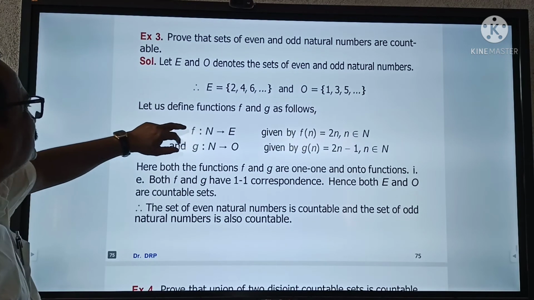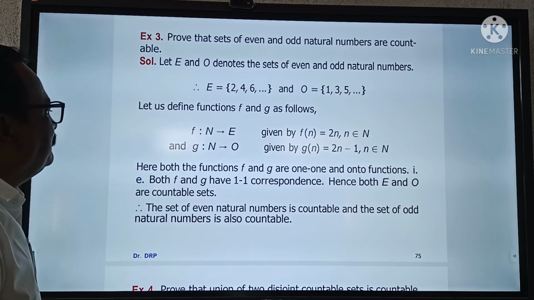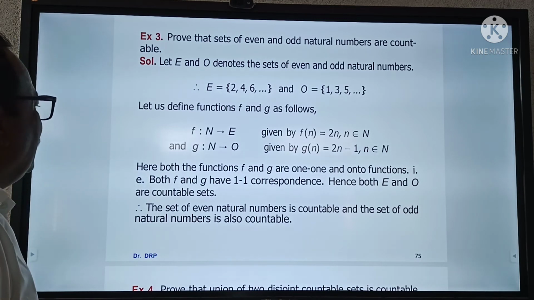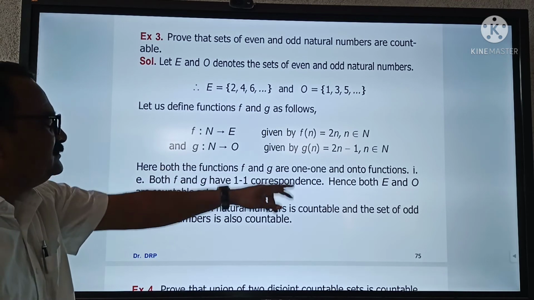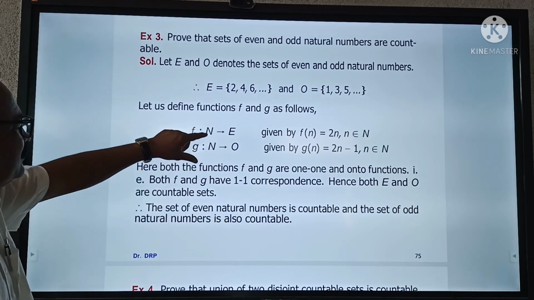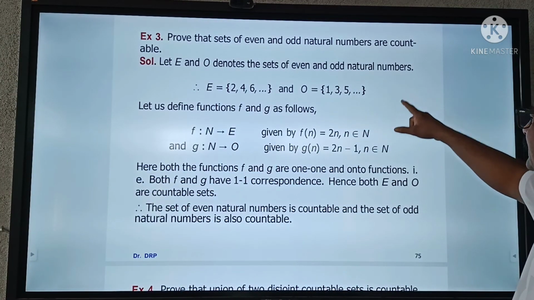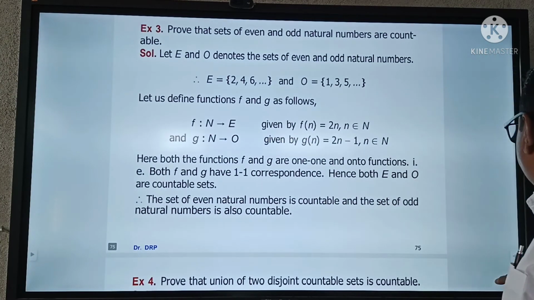So we define the functions as f from N to E by f of n is 2n, and g from N to O by g of n is 2n minus 1. So we get a one-one correspondence from this. That is, if n is given in this way.